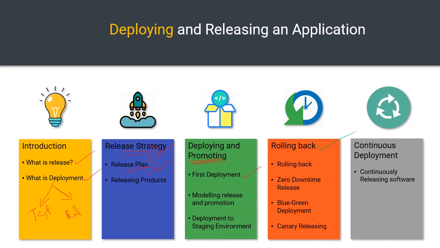In this rollback, we will learn a very important concept, which is a zero downtime release, and two techniques that we can use to achieve zero downtime release, that are blue-green deployment and canary releasing. In the last section, we will discuss continuous deployment, which is a philosophy that can save a lot of money, save a lot of time, and also it helps you achieve a lot of good practices that can be lifesavers when it comes to developing good software.